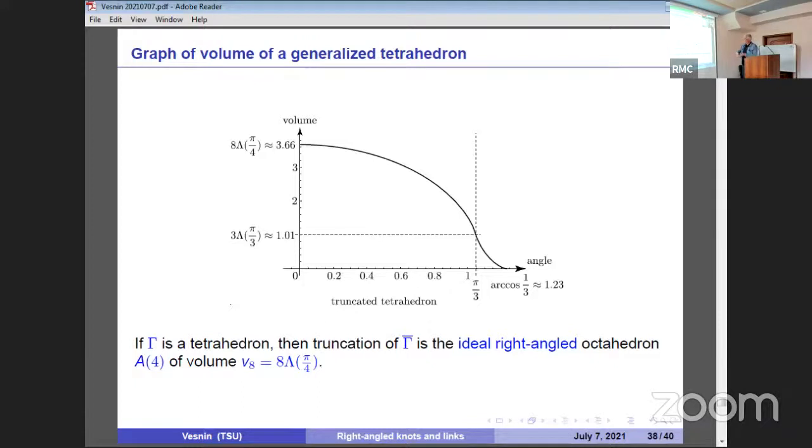After that, you move the vertex out of the model. So you consider the truncated case. This is the situation when the other angles are pi over 2 for the truncated one. So it's exactly the octahedron. So, the volume.